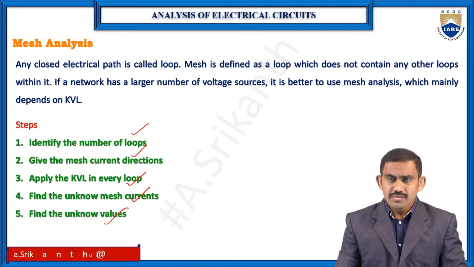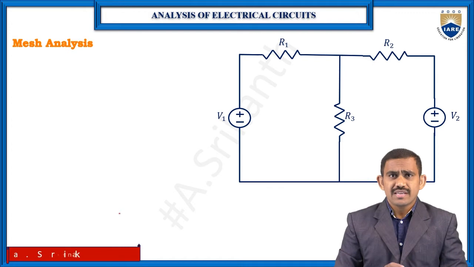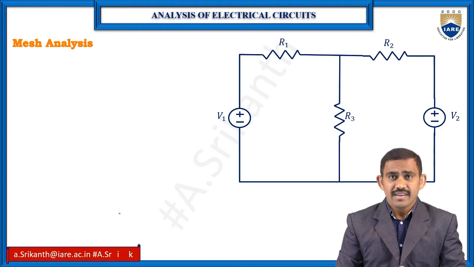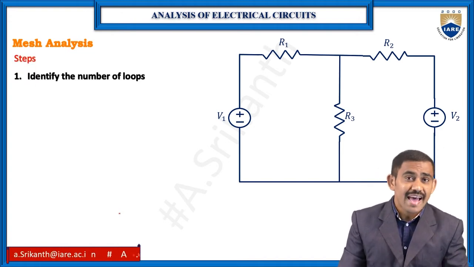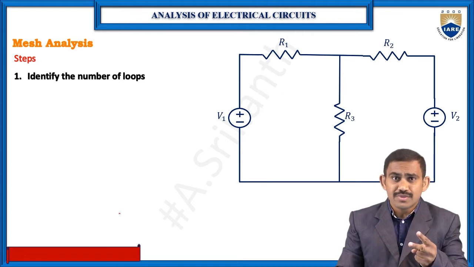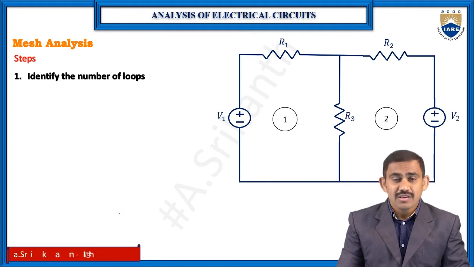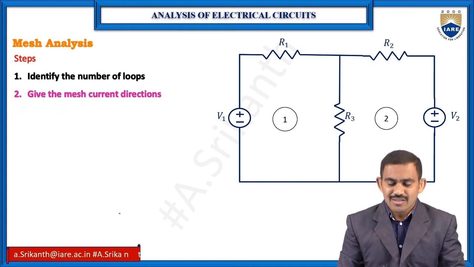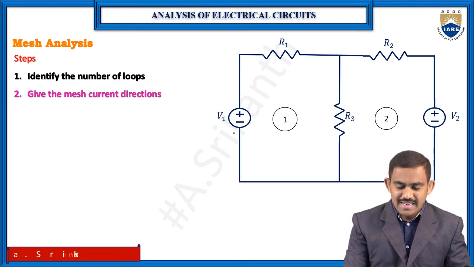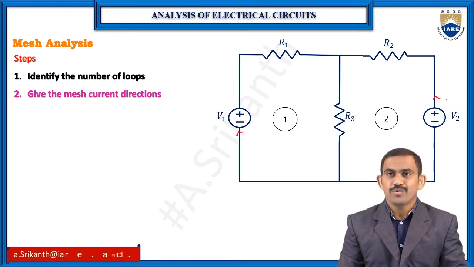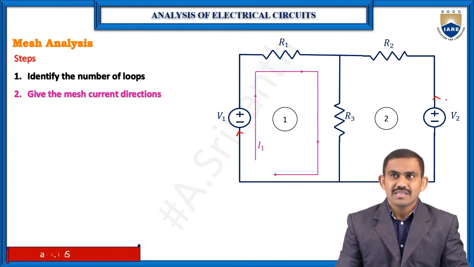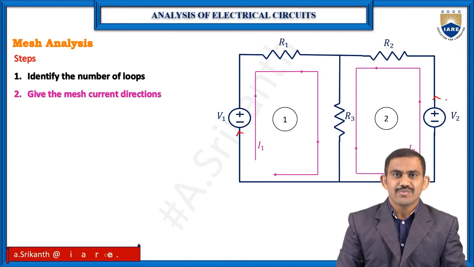Now for this I have a small circuit here, with 2 voltage sources and 2 loops. What are the steps? The first step is to identify the number of loops. How many loops do we have in this circuit? We have 2 loops, 1 and 2. Then the second step: give the current direction. Here I want to follow the source current direction, so my source current direction is upwards. Same thing here, upwards. So give the current direction for each loop.